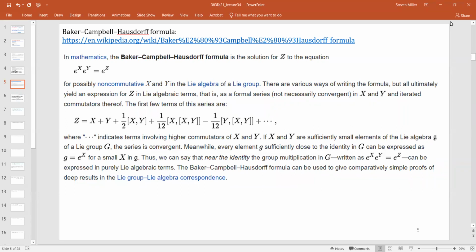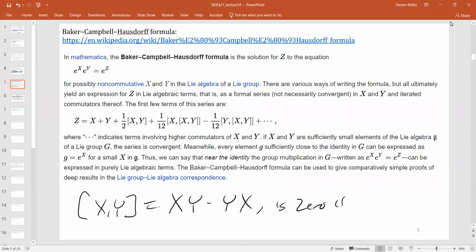And there are formulas that actually tell us, if you want to write that as e to the z, what does z look like? And you have a wonderful expansion in terms of what's called the commutator. So the commutator of two quantities, x and y, measures how close they are to commuting. If they commute, the commutator is 0. The commutator of x and y is just xy minus yx, which is 0 if they commute.